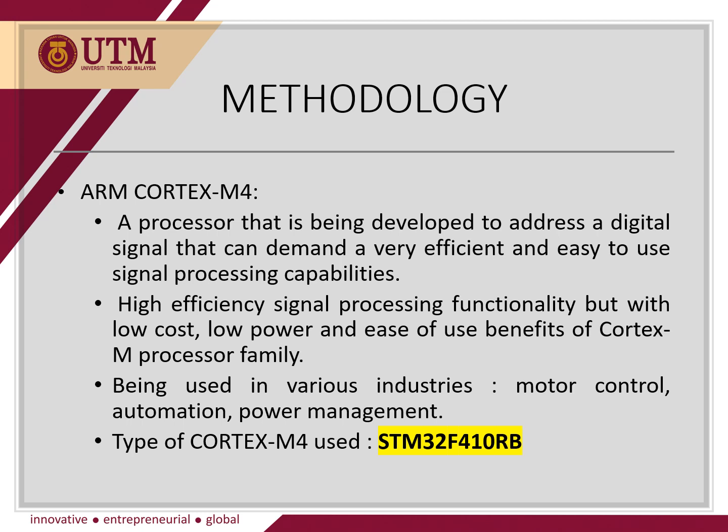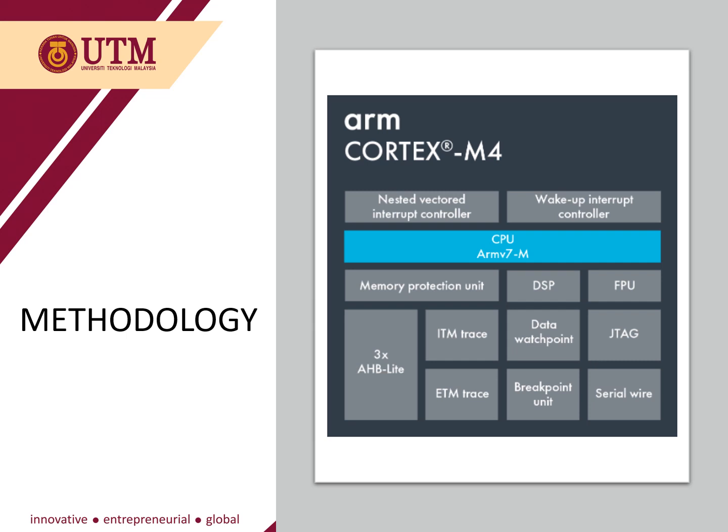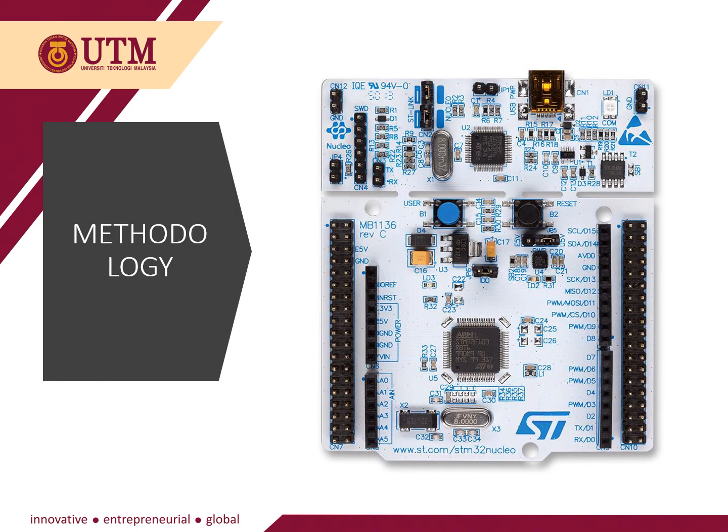In our project, we're using it as a filter through the CMSIS DSP library. It also offers high-efficiency signal processing functionality, with the low cost, low power, and ease of use benefits of the Cortex-M processor family, which is used in various industries for motor control, automation, and power management. And this is the ARM Cortex-M4 layout. As you can see, the CPU consists of ARM v7M. And this is the hardware that we're using.